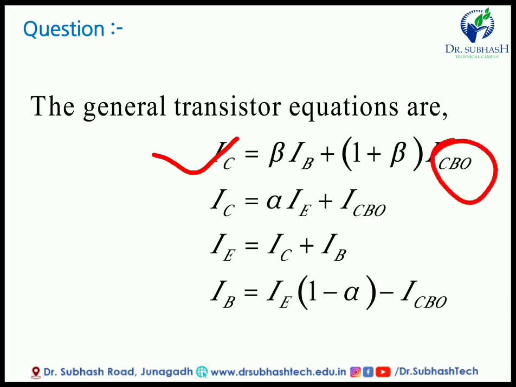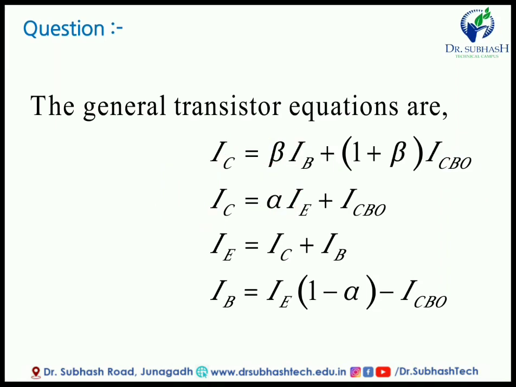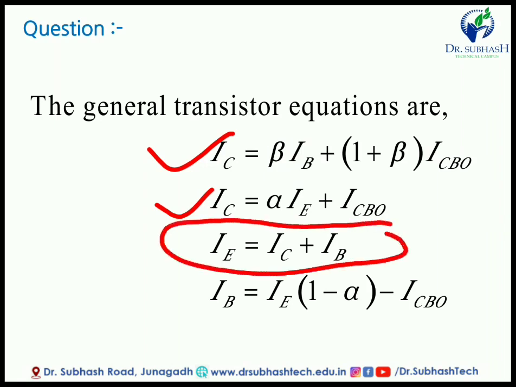ICBO is nothing but the collector current when the base is open, which is reverse conduction mode. In reverse, due to minority charge carriers, this ICBO current flows whenever the transistor is in the off state. This equation is directly taken from the general transistor equation, so we can say that IC is equal to beta IB plus (1 plus beta) ICBO in terms of beta, and in terms of alpha, IC is equal to alpha IE plus ICBO. You have to remember these two equations, taken directly from the general transistor equation. This is a very basic equation for the transistor.